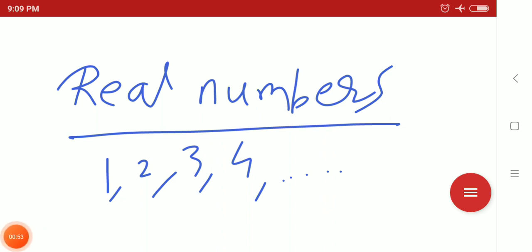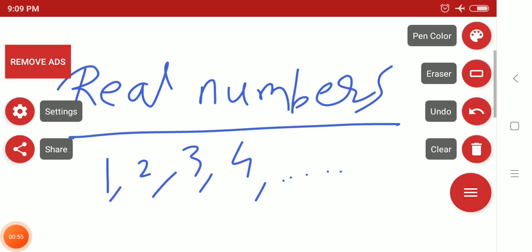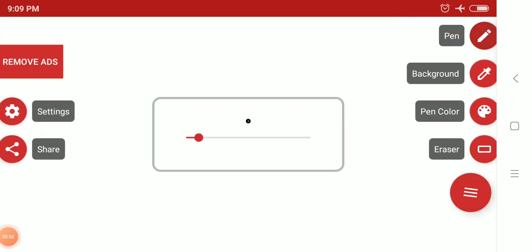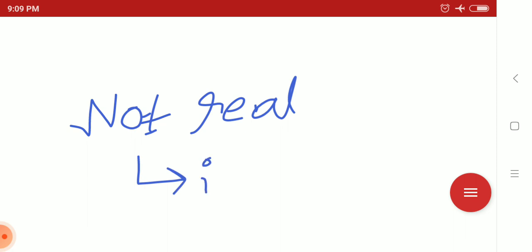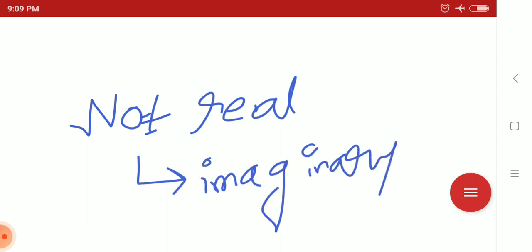There are some numbers which are not real. Not real means that they have no existence in the real world. That means they are imaginary. That is an imaginary number. So what is actually an imaginary number?